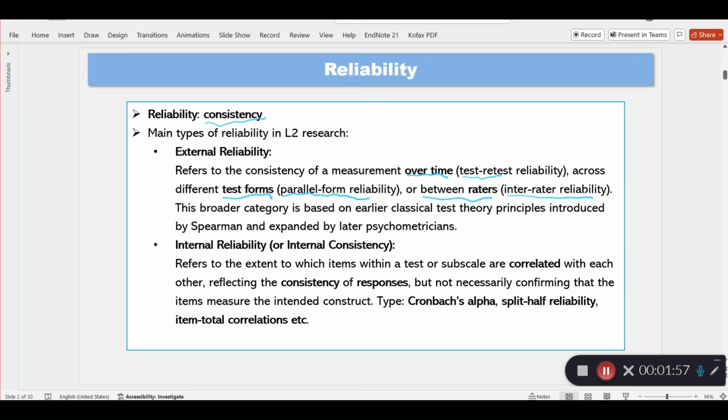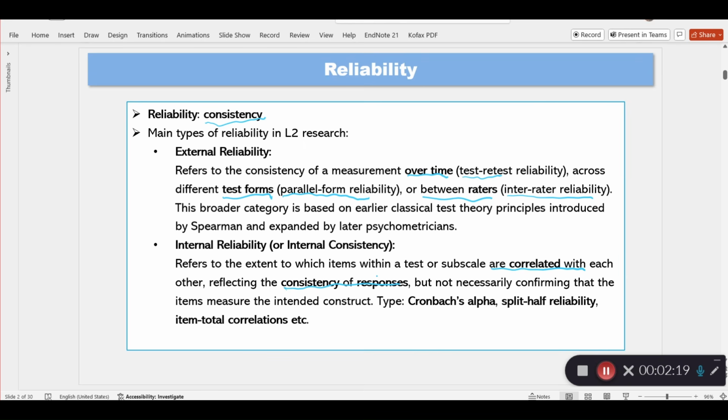This is about external reliability. There's another type of reliability which is known as internal reliability, which also is known as internal consistency. This type refers to the extent to which items within a test or subscale are correlated with each other. And it reflects a consistency of the responses.